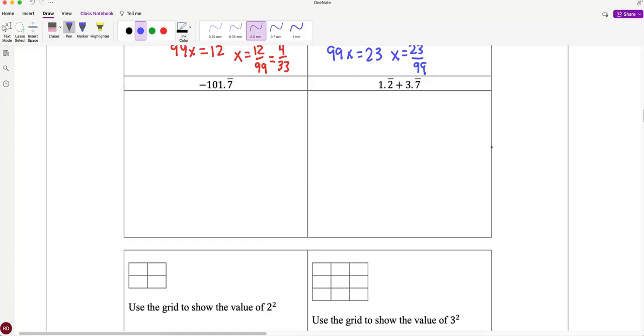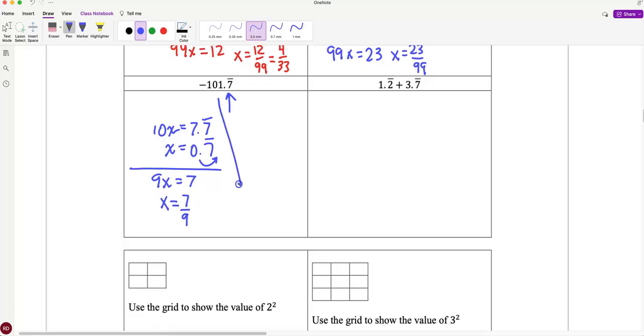Negative 101.7 repeat. So all I really need to focus on is that 0.7. So x equals 0.7 repeat. To get the decimal here, 10x equals 7.7 repeat. So 9x equals 7, x equals 7 ninths. So this number is negative 101 and 7 ninths.